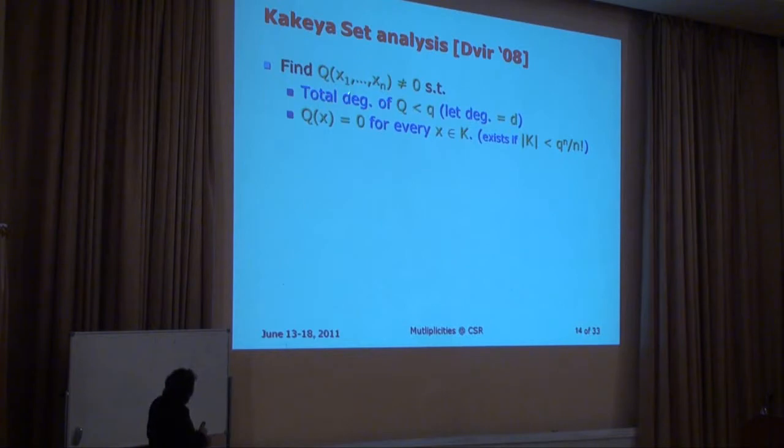So what was his idea? The polynomial method. You have an algebraically nice set. What is the set? It's a set of points in this vector space which contains a line in every direction. That is some algebraically nice property. Let's see if we can apply the polynomial method here, and obviously the answer is yes. So we'll find a nonzero polynomial Q which happens to be 0 on the Kakeya set, on every point in the Kakeya set.